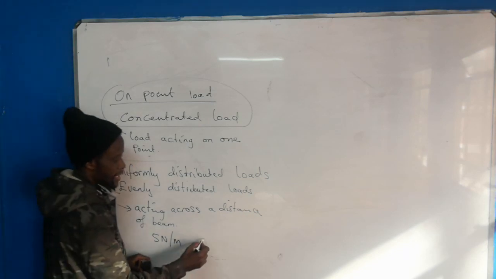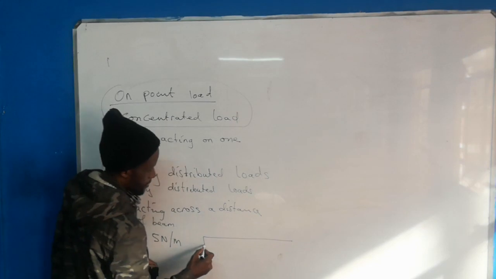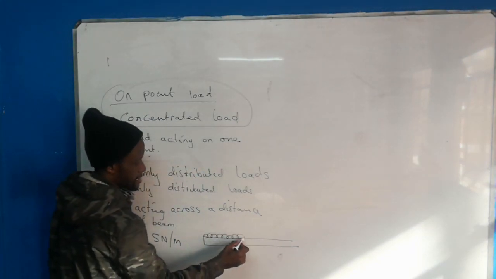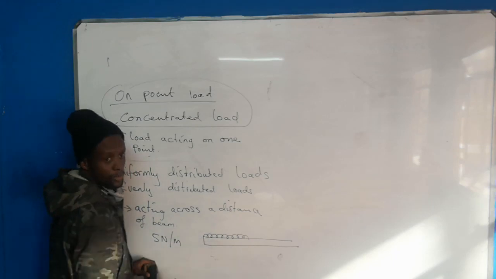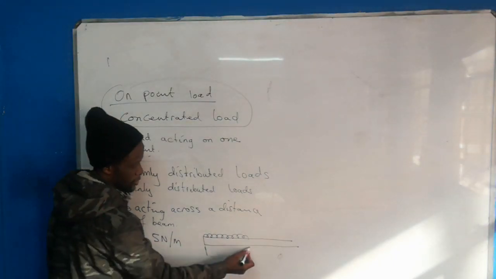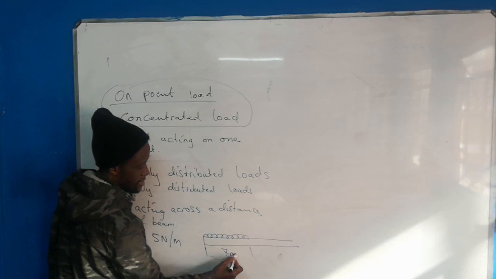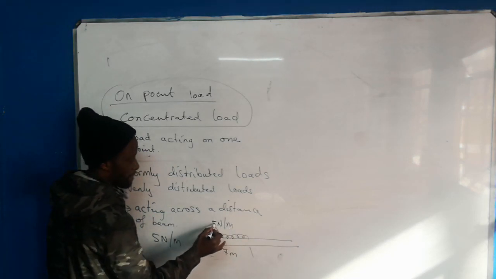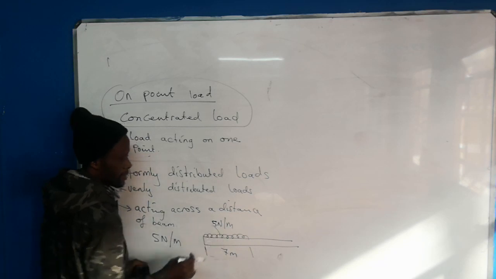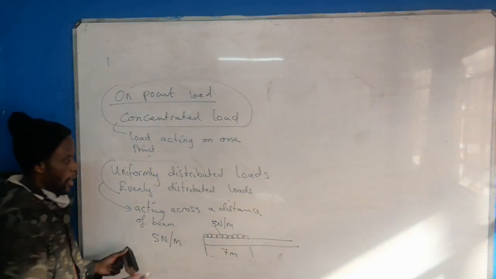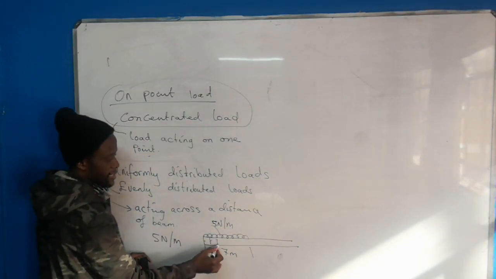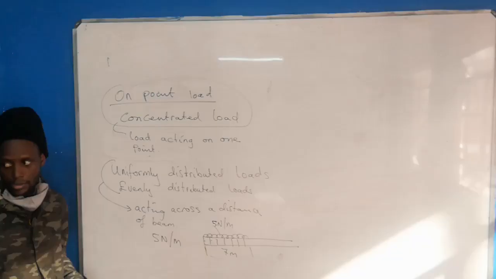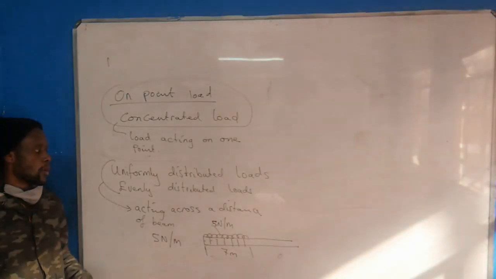So if they tell us that a beam, they would represent it like this, something like that, to show that it is distributed. Maybe this, from this point to that point, is 7 meters. Then they say this is 5 newtons per meter. Okay. 1 meter is 5, another meter is 5, another meter is 5, until 7 meters.